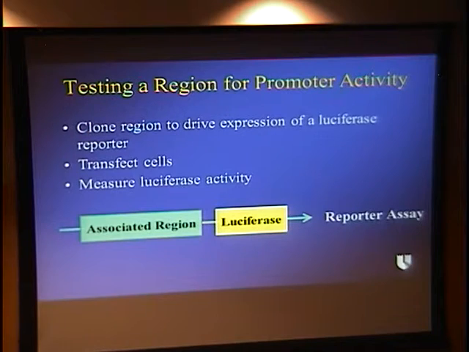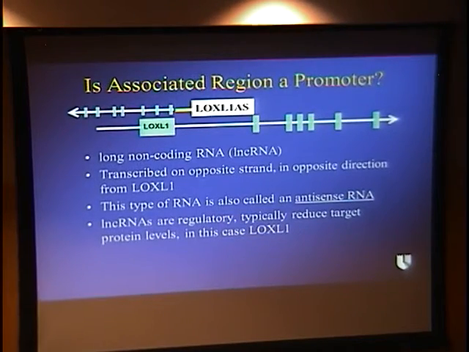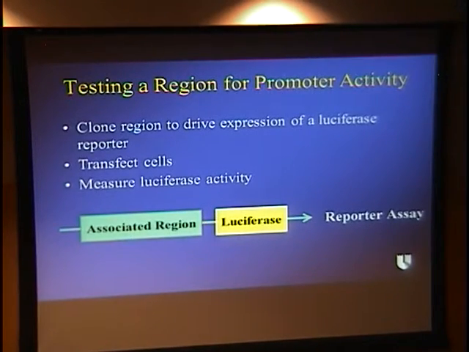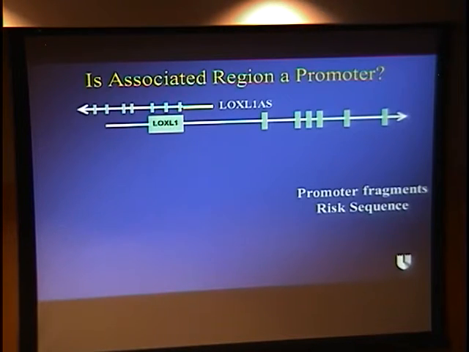So then we decided, how do you test this region? Because the region of interest is actually this intron right here. So this is where the promoter is for the antisense. So we said, well, maybe that has something to do with it. You take that promoter and the associated region that we've talked about. We attach it to something called luciferase, and we do a reporter assay. And you say, does this drive this process? And you get a high luciferase activity. Very, very simple test. So you transfect cells and you do luciferase testing.